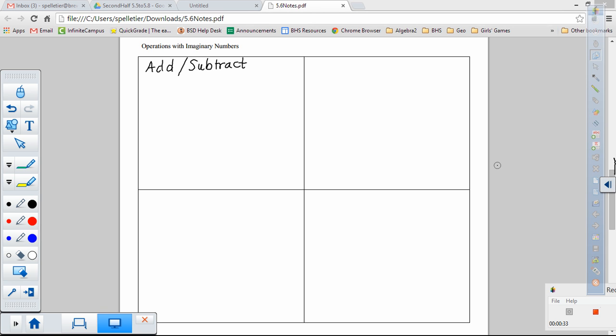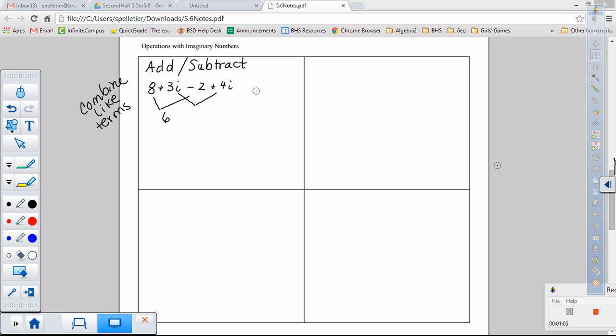So, example, 8 plus 3i minus 2 plus 4i. Maybe that's what we're doing today, okay? And so you're going to think combine like terms. Just like you would if those were variables in there. You're going to combine like terms. I'm going to go 8 and negative 2. So 8 minus 2 is 6. And then 3i plus 4i.